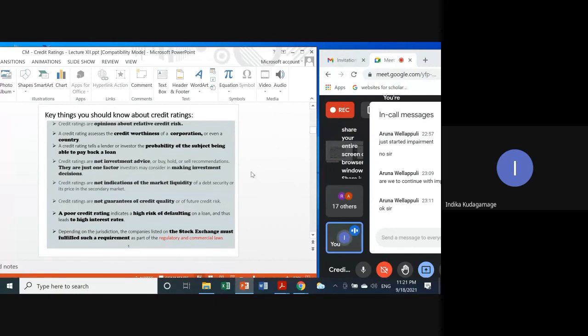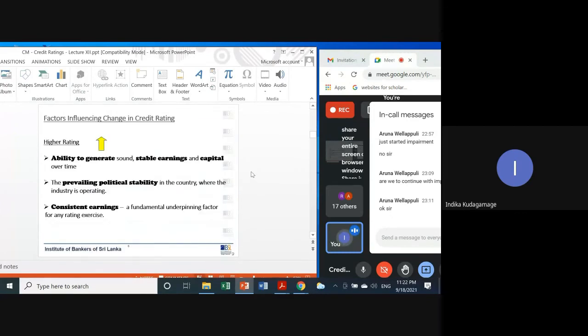It does not indicate anything about the portfolio quality of this customer, or anything about the liquidity. It is only the creditworthiness. If you give money, or if you deposit money, it is your probability of recovering that. That is the creditworthiness. Sometimes, in some countries, the regulator wants your companies to be rated if you want to list, because it shows creditworthiness.